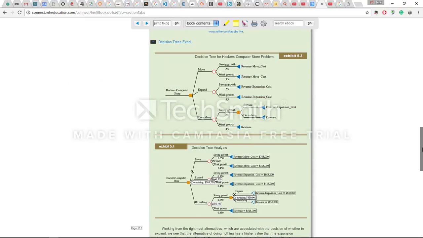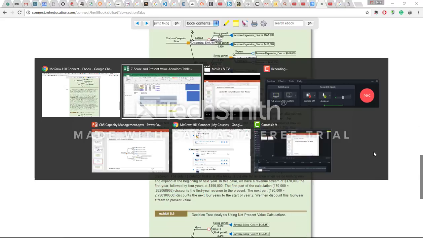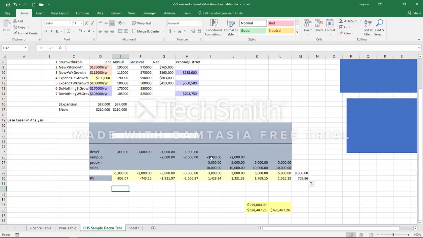Show the path they're talking about. They're saying path by path, you have to show what the discounted values are here. So we're going to go through the path where we do the move, and there is a strong reaction, strong market. And so our cash flows through that were $195,000 for 5 periods.